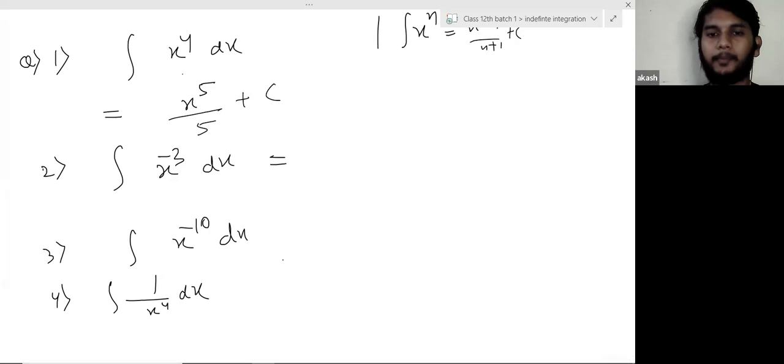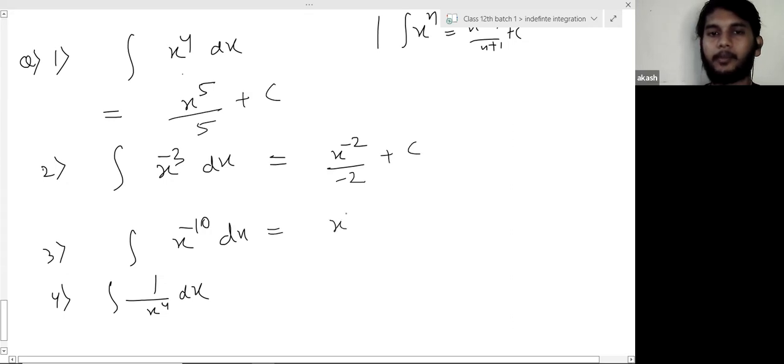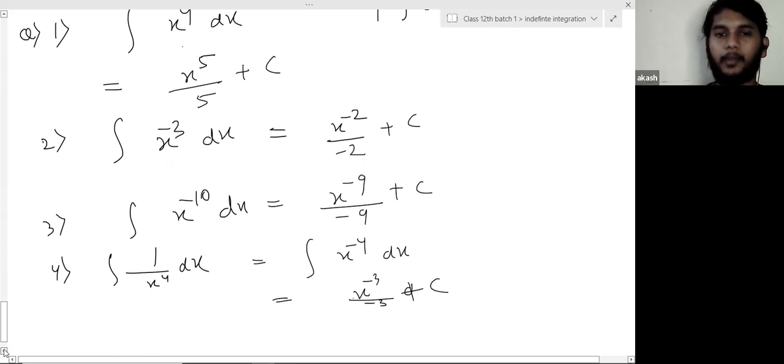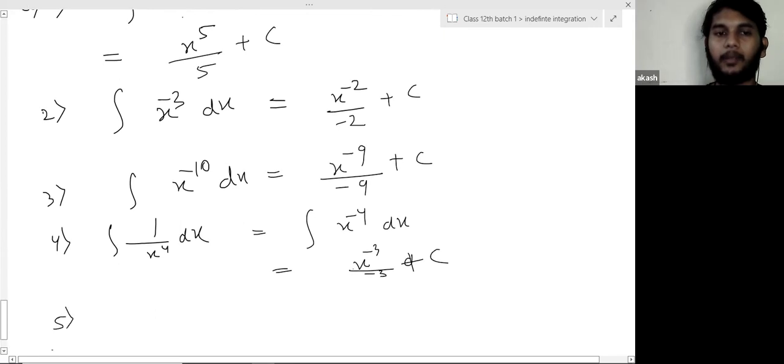Select the first one. Please match your answer. This is x raised to the power minus 2 upon minus 2 plus c. This is x raised to the power minus 9 upon minus 9 plus c. This we can write as integration of x raised to the power minus 4 dx. So this is x raised to the power minus 3 upon minus 3 plus c. All right. Please match your answers. Solve this one: integration of x raised to the power minus 1 dx. Tell me what you get.